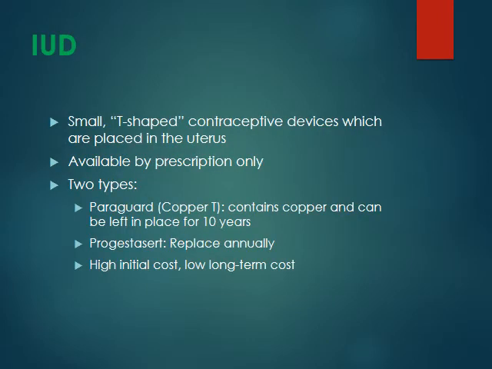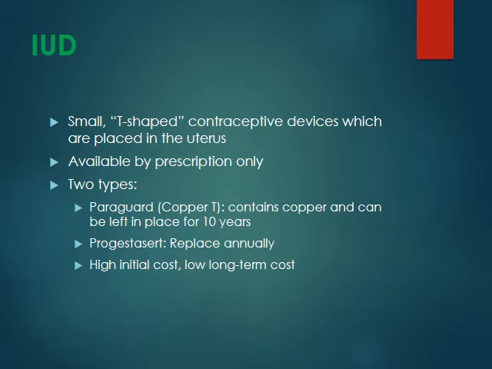The IUD has undergone several transformations over the years. There are now 2 types. It's a small T-shaped contraceptive device which is placed in the uterus. There's the copper T and then the Progestasert. They are inserted looking like a clothespin, and once it goes in, bing, it pings open so that the T part holds the IUD inside the uterus.